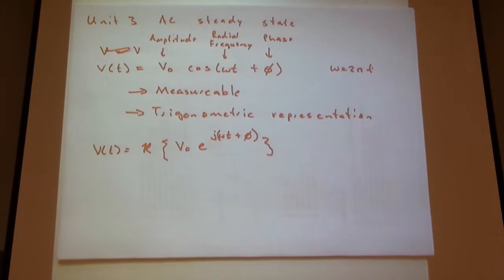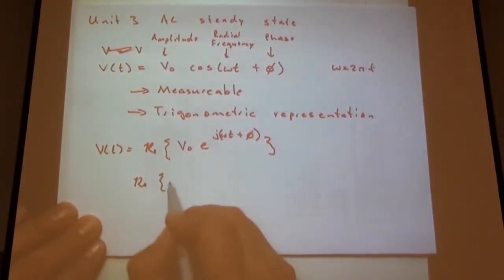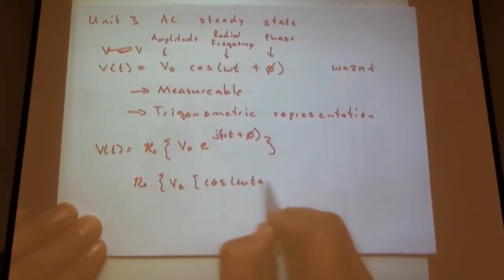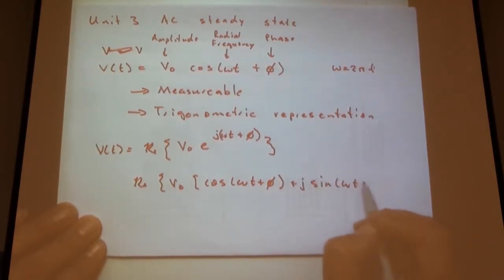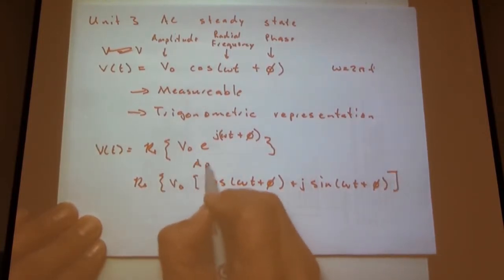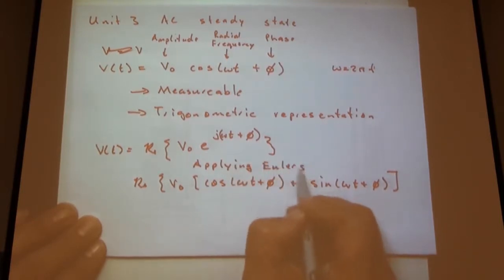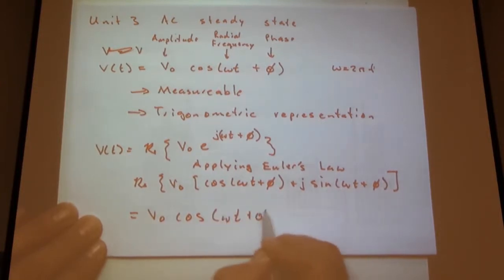If we apply Euler's law to what's in the parentheses and take the real part of that, we wind up with v naught, open bracket, cosine omega t plus v plus j sine omega t plus v, close bracket. This is applying Euler's law. And we take the real part and we're left with exactly what we have at the top: v naught cosine omega t plus v.